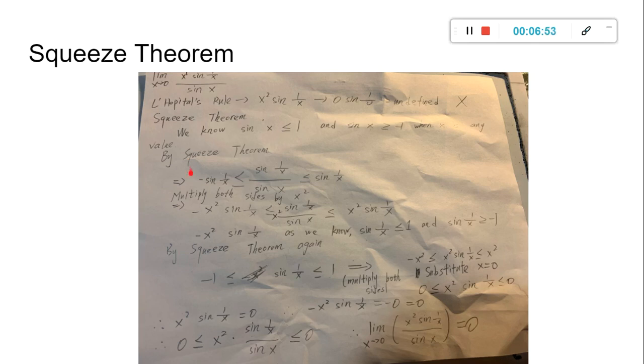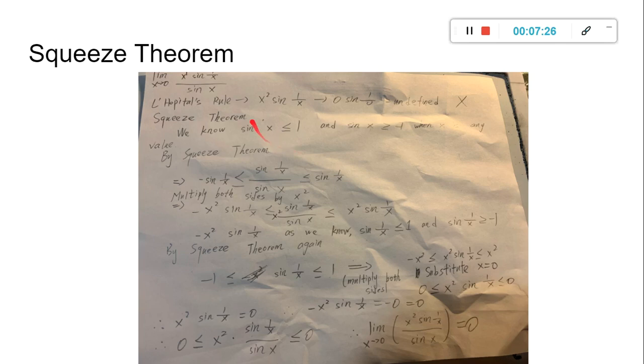We know that sine x has the smallest value of -1 and the largest value of 1. So we assume sine x is -1. Therefore, the smallest value will be sine 1 divided by x divided by -1, which is negative sine 1 divided by x. For the largest one, we assume sine x is 1, so sine 1 divided by x divided by 1 is sine 1 divided by x. This is a bit tricky.